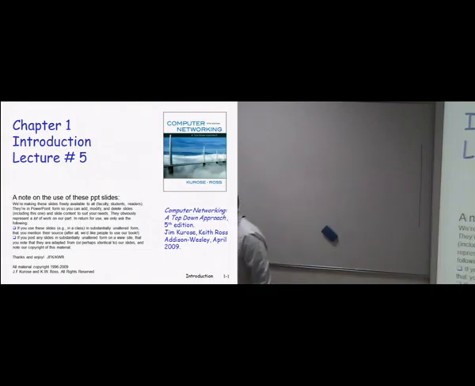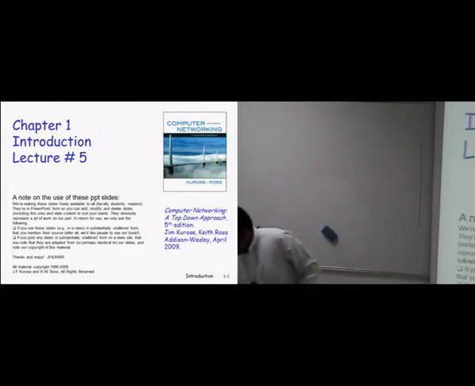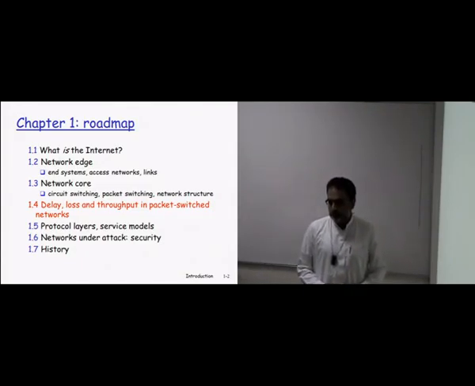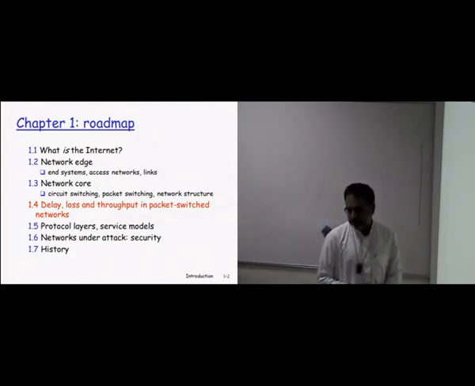In the last lecture, we looked into the network core devices, the switching techniques, circuit switching and packet switching, and the network infrastructure from the switching point of view. Today we will start looking into the different types of delays, packet loss, and throughput in the packet switched network.